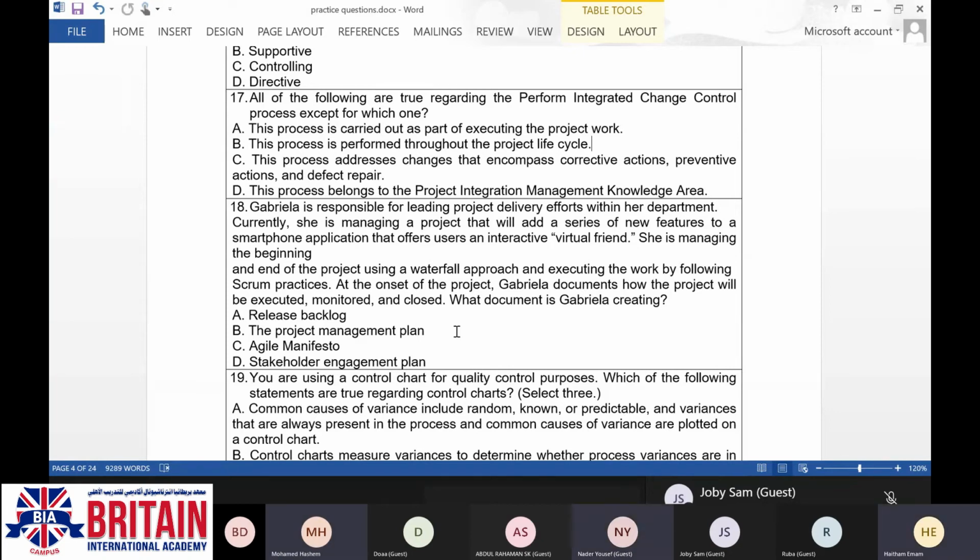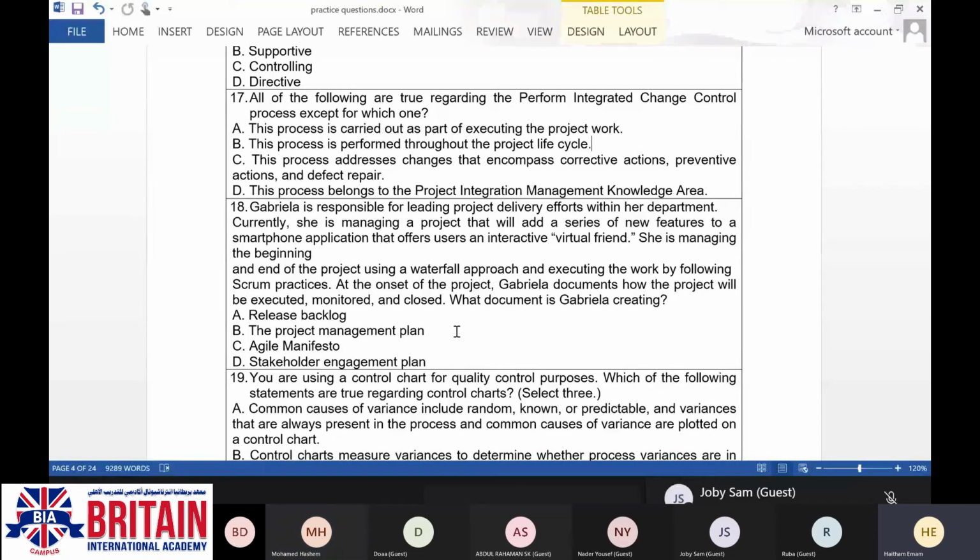Okay. So now again we have been asked about the project management plan in another way. Here we are being asked about the project management plan on how the project is going to be executed, monitored, and controlled. The overall project. And here we are not talking about the release backlog. Release backlog means we are going to take a certain portion of the project, which is that release, and we are going to do it specifically.